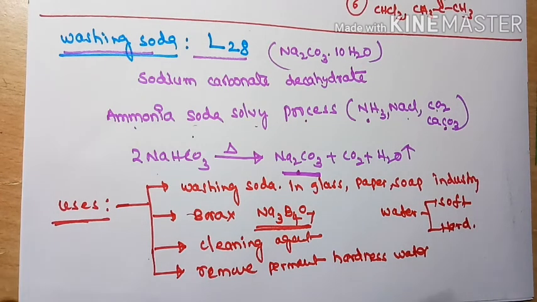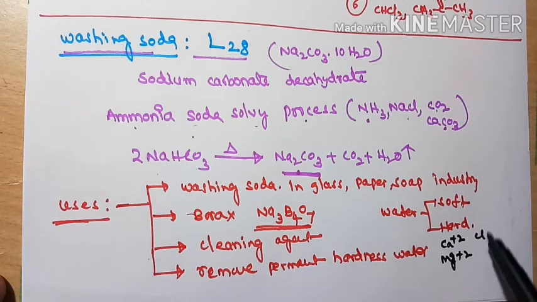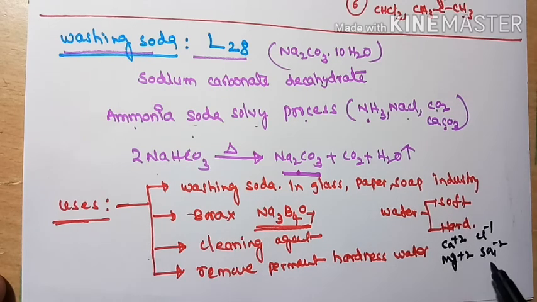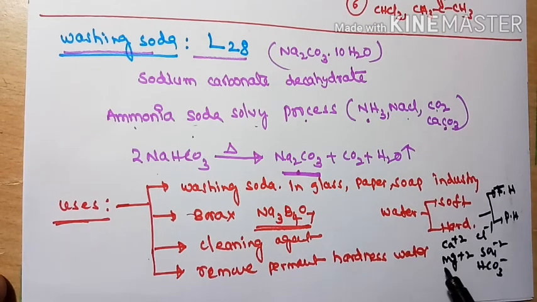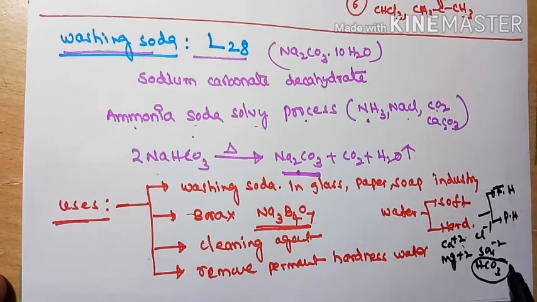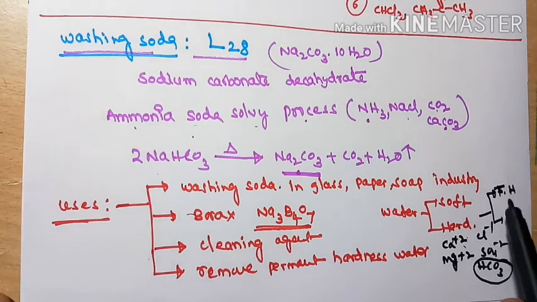Why is hardness caused in water? Due to the presence of Ca2+ and Mg2+ ions, as calcium and magnesium chlorides, sulfates and bicarbonates. Due to the presence of these, water gets hardness. This hardness is further divided into two types: temporary hardness and permanent hardness. Temporary hardness is caused by calcium and magnesium bicarbonates. It is removed by just heating. If we heat, the temporary hardness is removed.